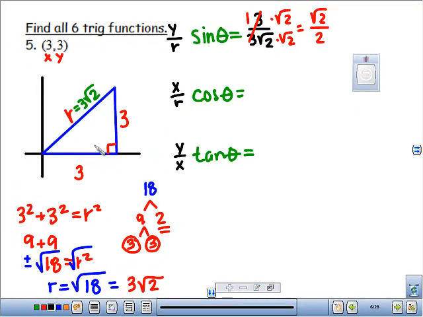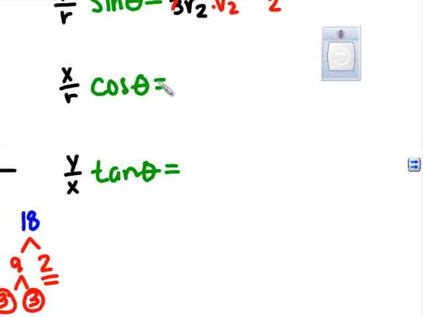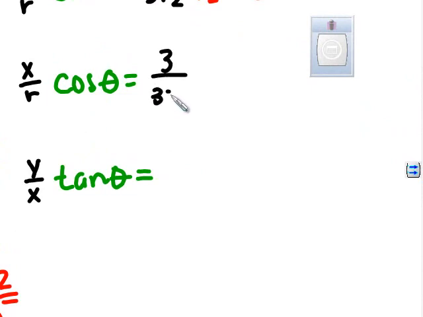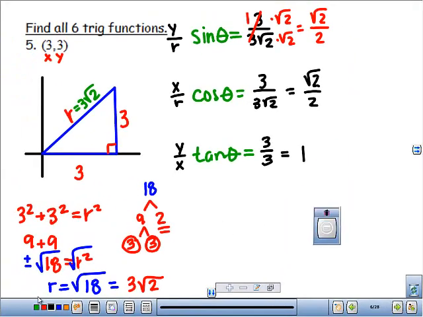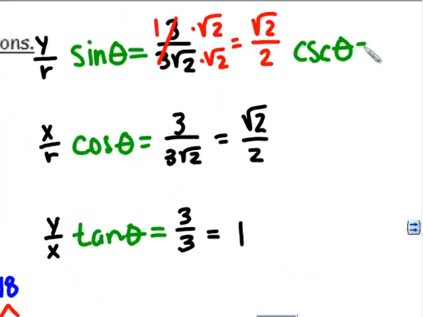For cosine, you could do this same process, or you could realize this is an isosceles triangle. These are going to be the same. So cosine is also 3 over 3 square root of 2, which will reduce again to square root of 2 over 2. Tangent is y over x. 3 over 3 is just 1. Then you would list your reciprocals.